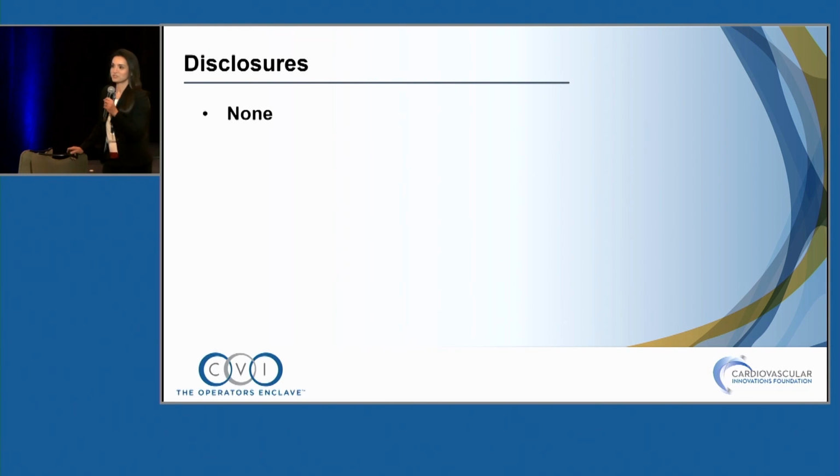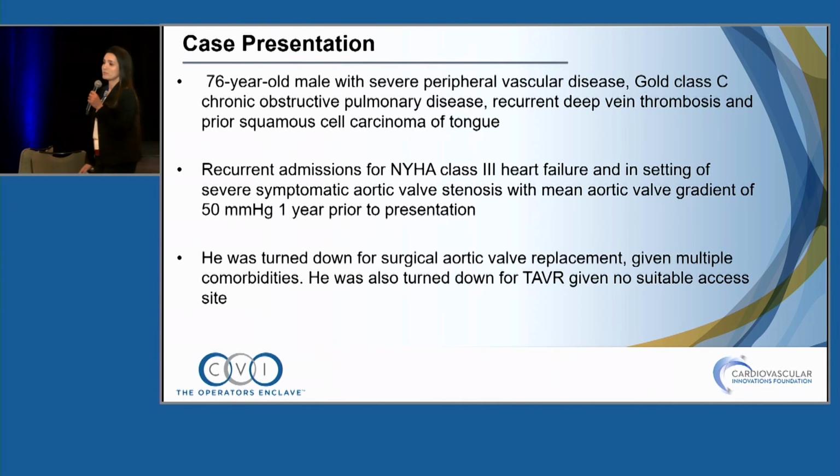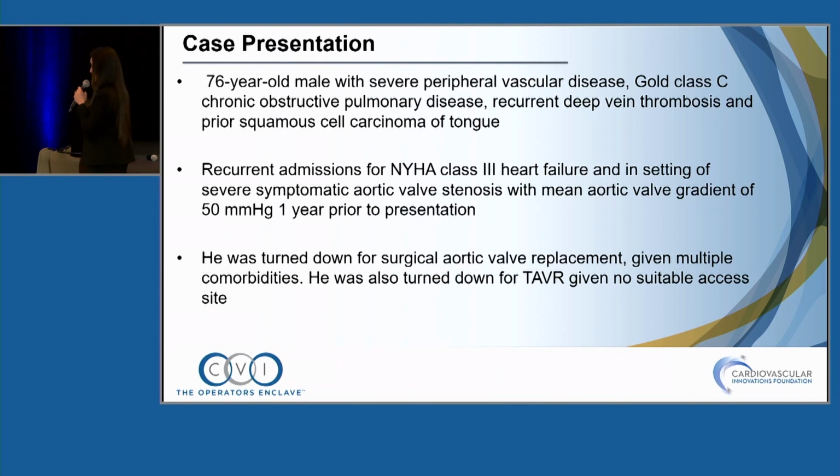I have no disclosures. We have a 76-year-old male with multiple comorbidities: peripheral vascular disease, COPD, prior radiation, who has been suffering from heart failure with preserved ejection fraction and severe symptomatic aortic stenosis. He was turned down for both SAVR and TAVR because of his high surgical risk and lack of access.